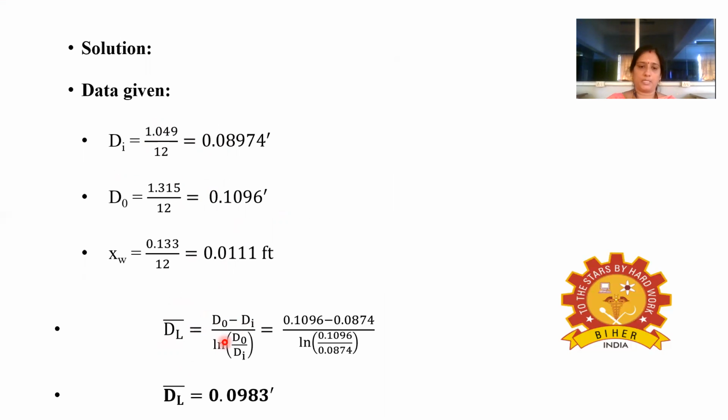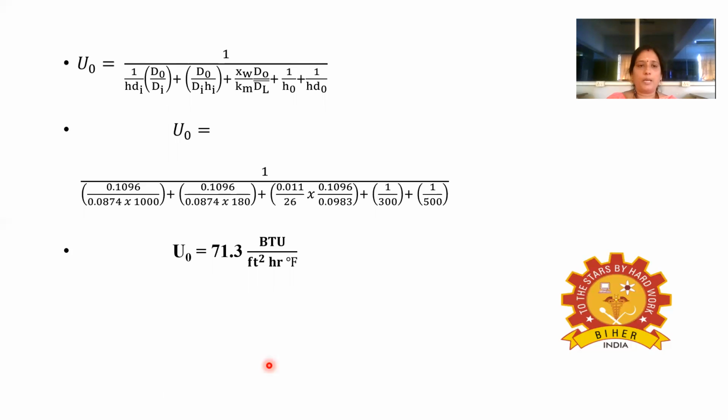The formula is d naught minus di by ln of d naught by di. So first we find the dl bar, then directly we can substitute this value. All the values are given in the problem itself. Since it is based on the inner surface, we use the inner surface formula, and if we substitute all the values in the formula, then we get the overall heat transfer coefficient value, which is 71.3 BTU per hour foot square degree Fahrenheit.